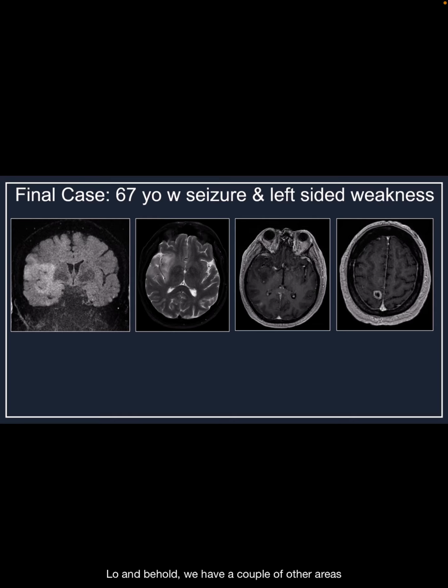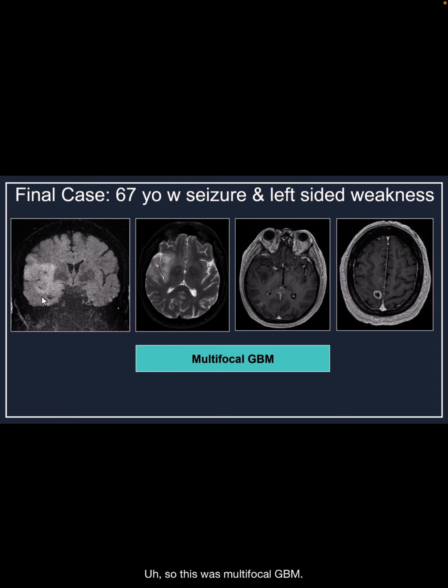But lo and behold, we have a couple of other areas of abnormal enhancement. We've got an area of enhancement that is involving the perirolandic, posterior frontal lobe, that precentral gyrus here. We've got this rim-enhancing lesion, as well as this other area of enhancement involving the meninges. It's unusual for metastatic disease to cause this non-enhancing tissue. So how do we put it all together? Well, this patient has multifocal glioma with this rim-enhancing component along the more aggressive manifestations. We've got some leptomeningeal disease, as well as this non-enhancing tumor. So this was multifocal GBM.